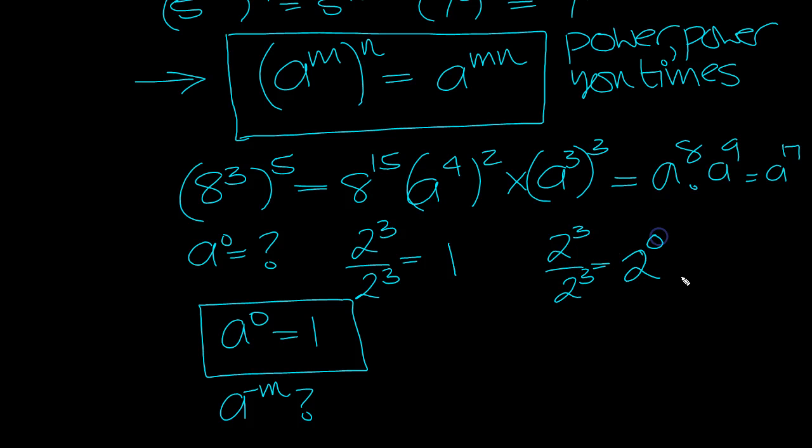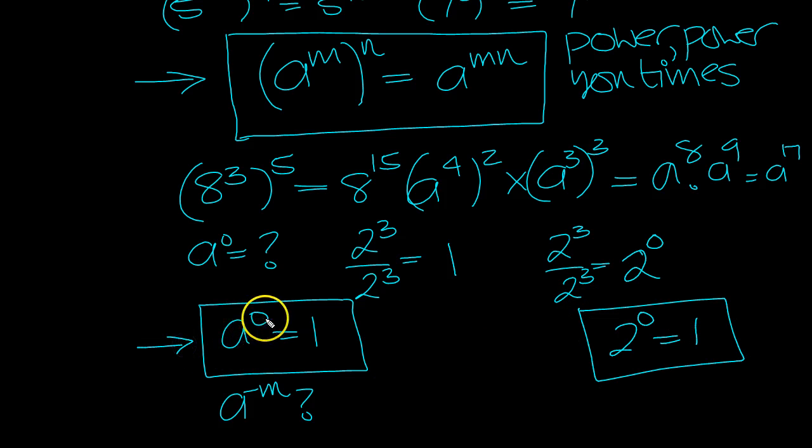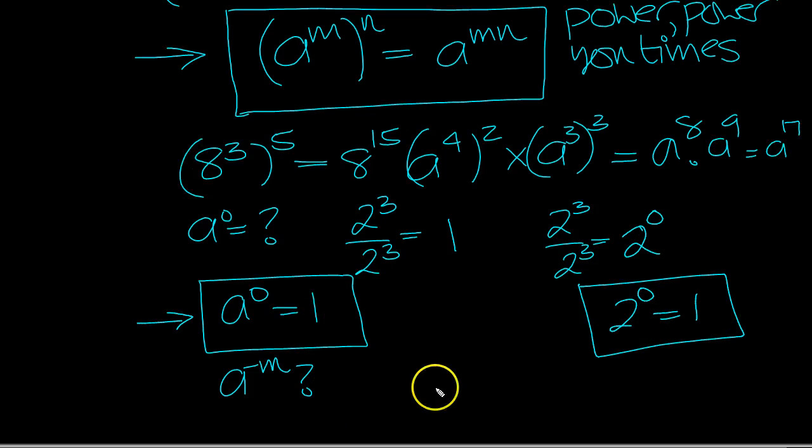3 take 3 is 0. But you know that's equal to 1 then. So 2 to the 0 is 1. And it just turns out then that any value of a to the power 0 is 1. And we've proved that with just the value 2, haven't we?